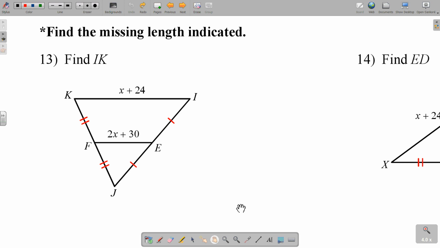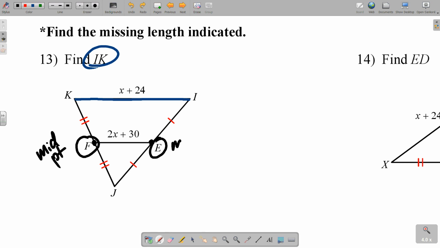It said find the missing length indicator. Super important that you always identify what you're trying to find first. We went I to K, so that is ultimately what we want, not just x. Let's look at what's observed. So I got double hatch marks here, which means F is a midpoint. Hatch marks here, that means E is also a midpoint, which makes F to E a mid-segment, commonly known as a midseg.